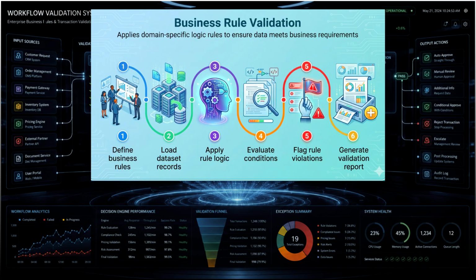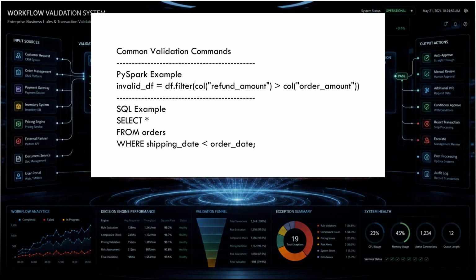Next, we have business rule validation. This applies domain-specific logic to validate business requirements. Unlike general technical validation, business rules depend on organizational policies and workflows. And these rules transform our technical pipelines into intelligent business-aware systems. This validation ensures that the data aligns not only with structure but also with organizational logic and operational rules. Every enterprise creates custom rules to enforce compliance, governance, and policy-driven decisions.